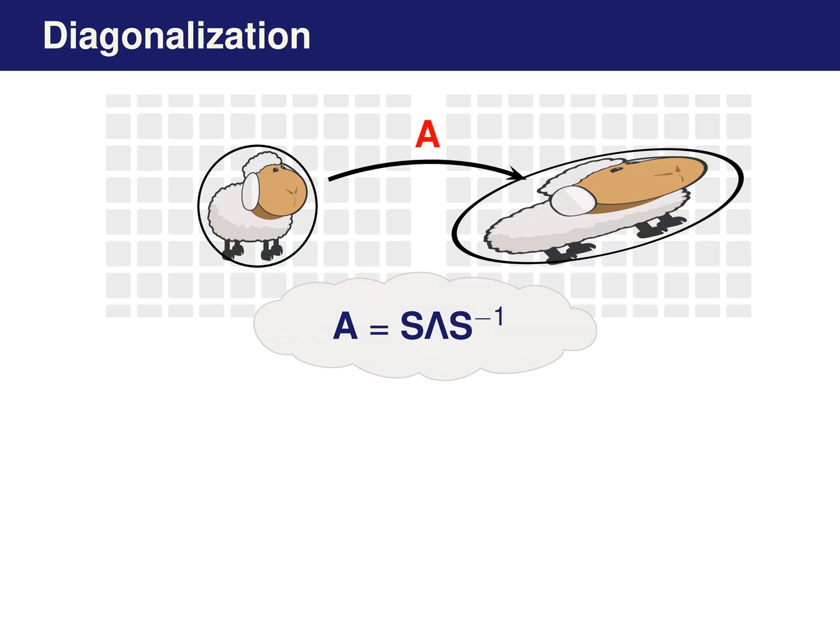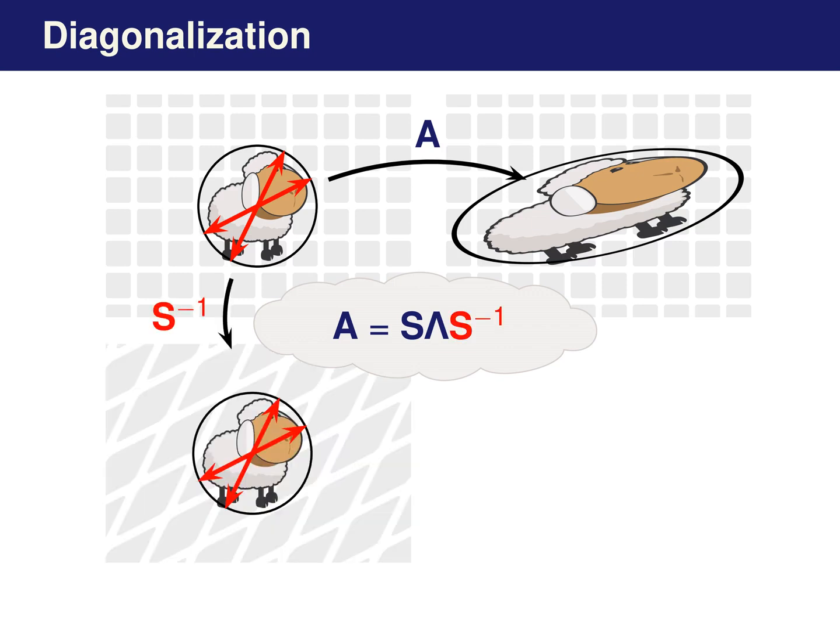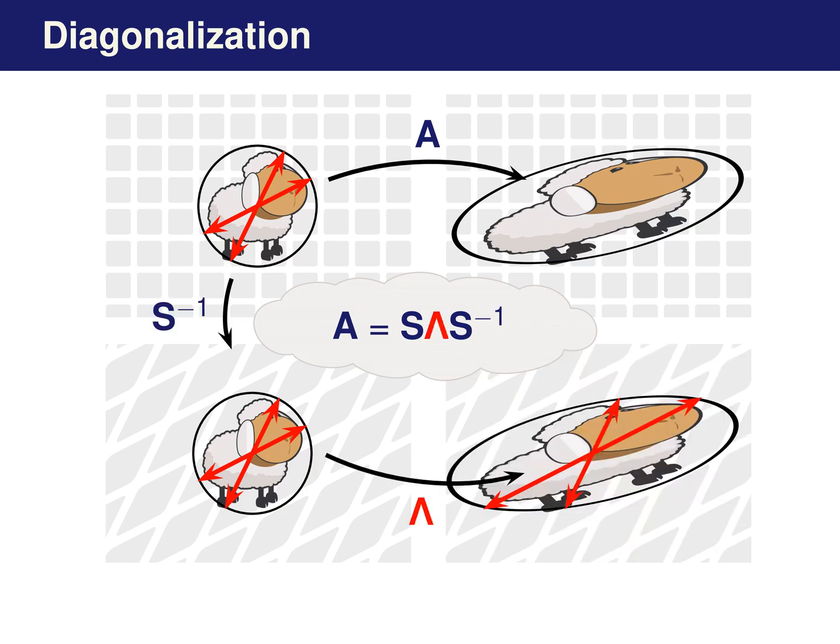The matrix A stretches and rotates the sheep, but, in the basis of the eigenvectors, the sheep is merely stretched along the basis. We change to the eigenvector basis by applying S inverse. We stretch the eigenvalues in our new basis, and we change back to the standard basis. As you can see, all the action happens in the eigenvector basis, in a rather simple and meaningful way.